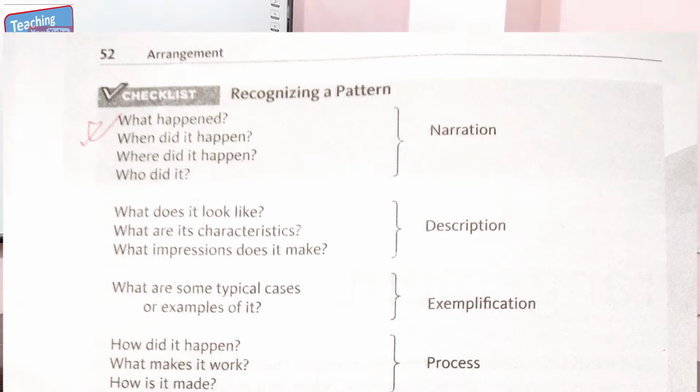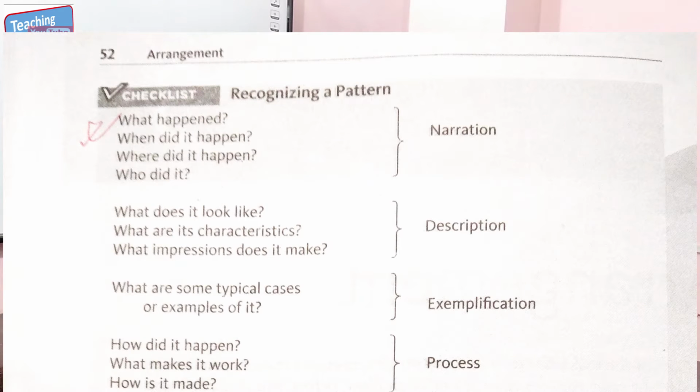When people talk about what it looks like, what are the characteristics, what impression does it make, at that time we are going to write the descriptive type of writing. We can say that the descriptive pattern of writing comes under arrangement. And there is another type of writing pattern that is called process writing.